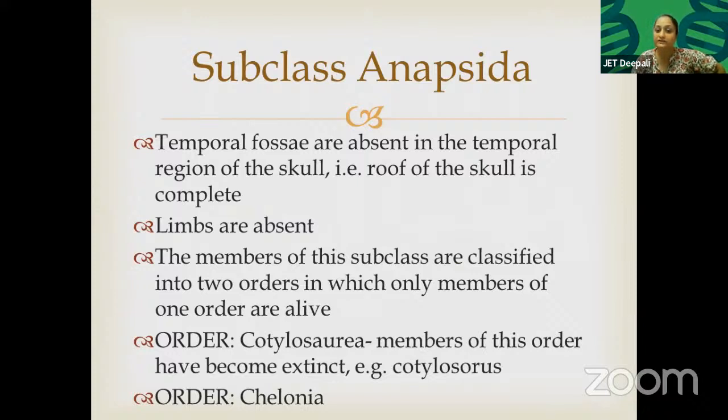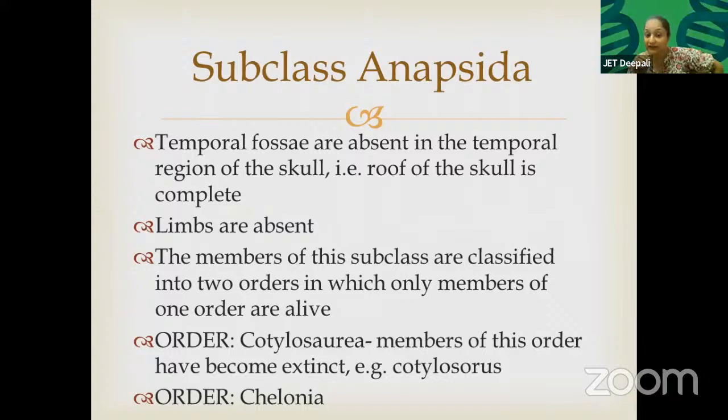The members of this subclass are classified into two orders, in which only members of one order are alive. Anapsida is further classified into two orders, and in these also only one order is alive. Order Cotylosauria, members of this order have become extinct. Example, Cotylosaurus. So whatever is extinct, you don't have to study. Order Chelonia. Chelonia is an important organism. It is present right now.